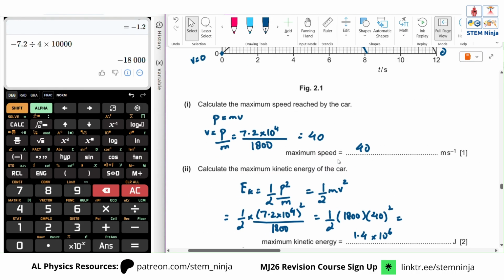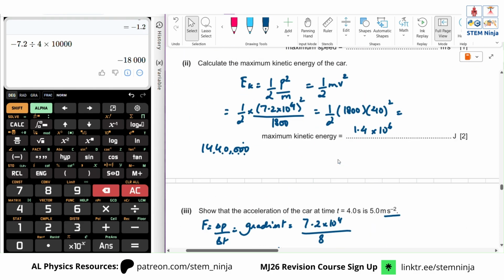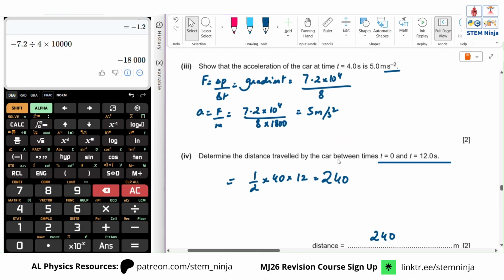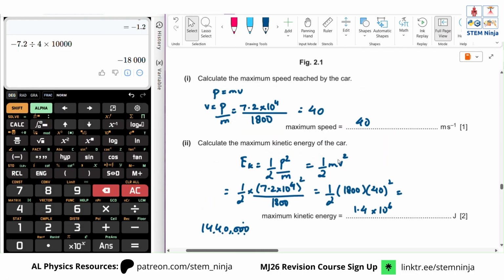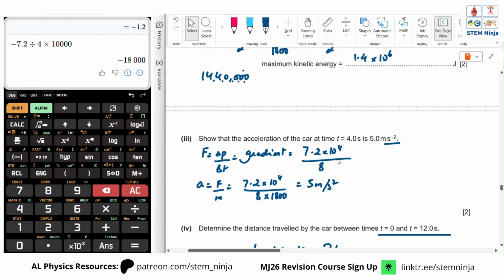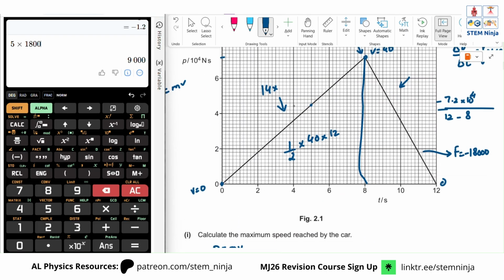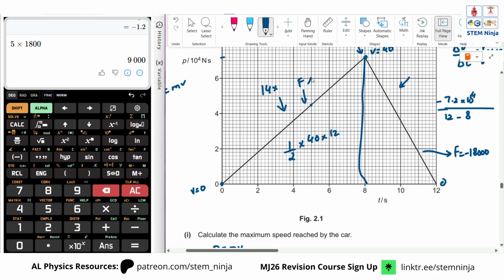Oh no, wait a second. We didn't calculate the force. Oh, this was the force. Okay, so 5 times by 1800 basically, that's 9,000. So in this part the force is 9,000 newtons.